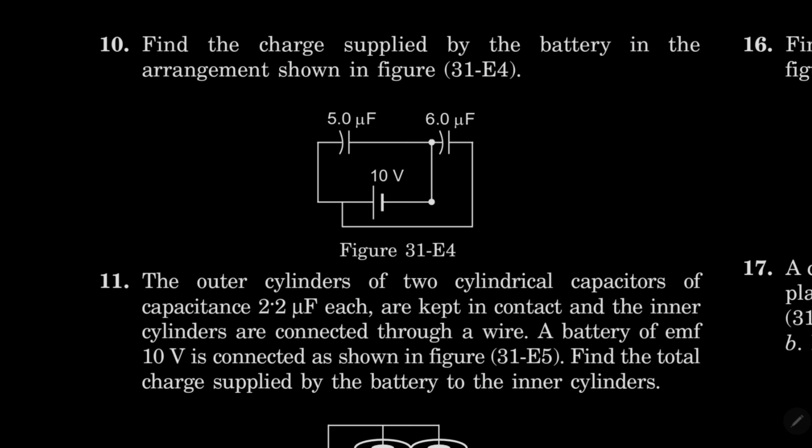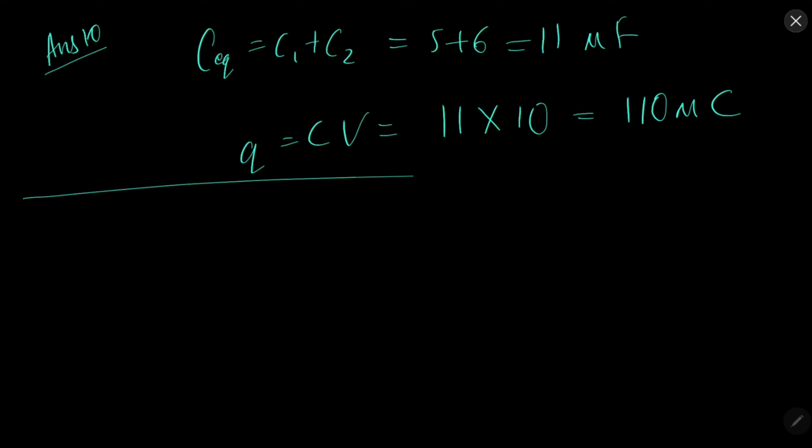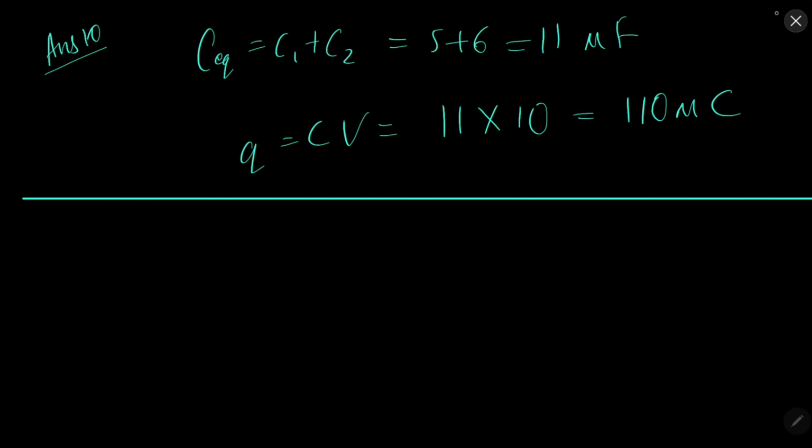In question 10, find the charge supplied by battery. Solution 10. So C equivalent is C1 plus C2 because they are in parallel. So 5 plus 6, that is 11 microfarad. Charge will be CV, that is 11 into 10, which will be 110 microcoulomb because voltage is 10 volt.